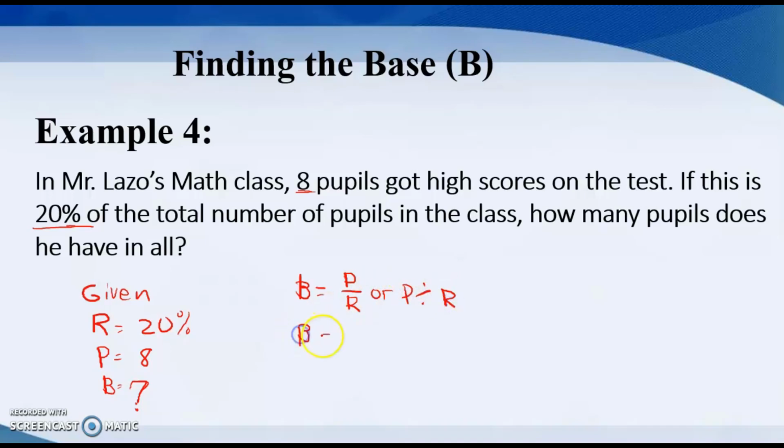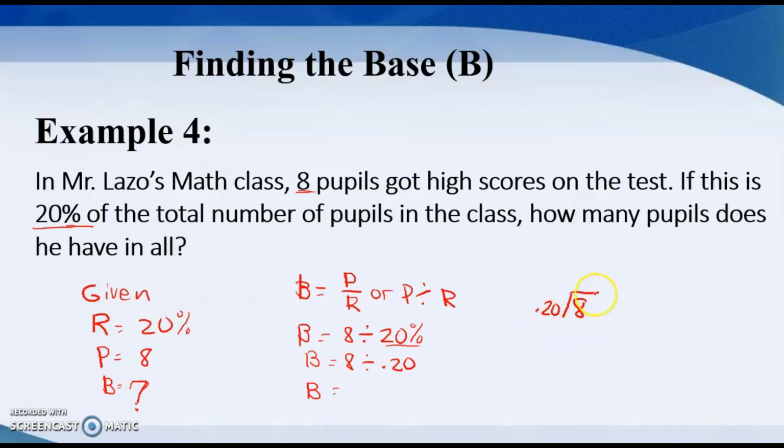So, base is equals to 8 divided by 20%. So, pag nagsusolve tayo again, anong ginagawa natin sa percent? Change natin siya muna sa decimal. Okay? So, 8 divided by 0.20. Huwag kakalimutan gawin decimal. Kasi pagka hindi, magkakamali na. Mali na sagot nyo yan. So, base is equals to 8 divided by 0.20.